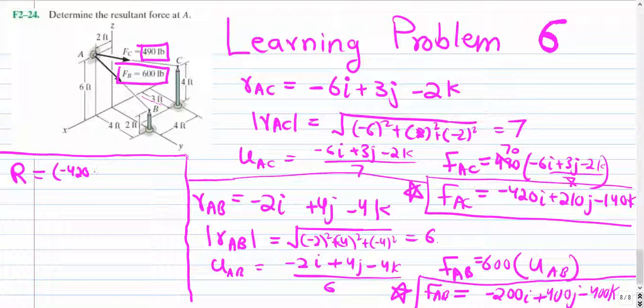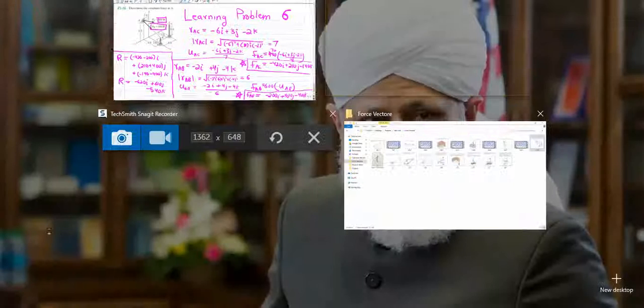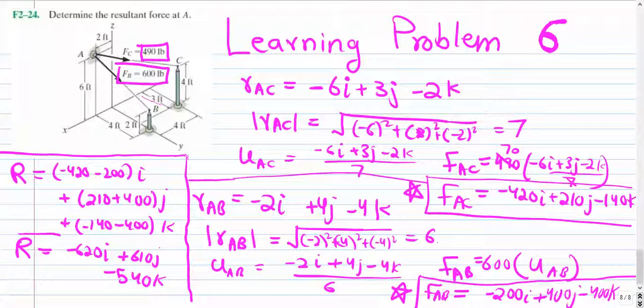And so the resultant force that we end up with is negative 420 minus 200 i, plus 210 plus 400 j, plus negative 140 negative 400 k. And so we have negative 620i plus 610j minus 540k. And this is our resultant vector force at A.